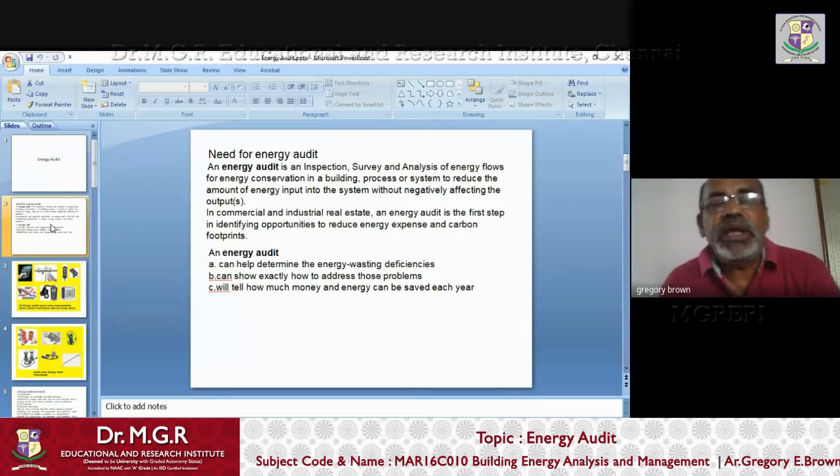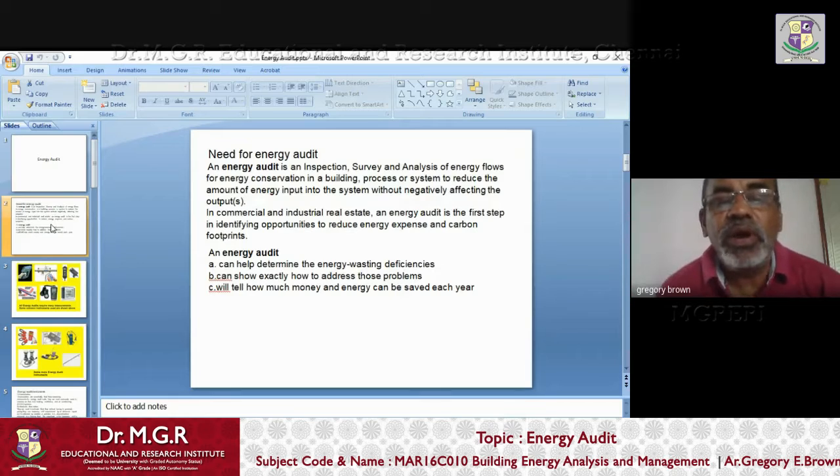So in commercial and industrial real estate, an energy audit is the first step in identifying opportunities to reduce energy expense and carbon footprints. Yeah. So mostly in industries or commercial settings, they are very particular that we have to reduce the expenses on energy. Not only that, also reduce the carbon footprint. That means pollution, so many other things that affect the environment.